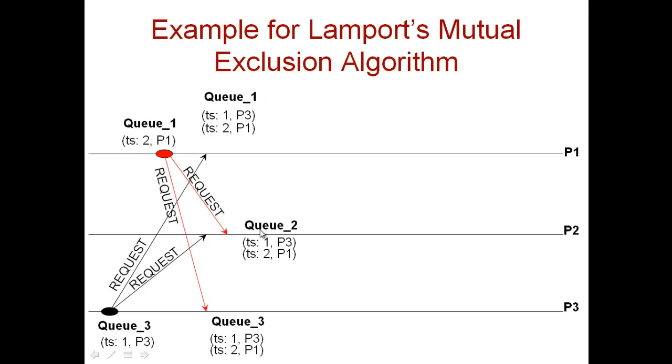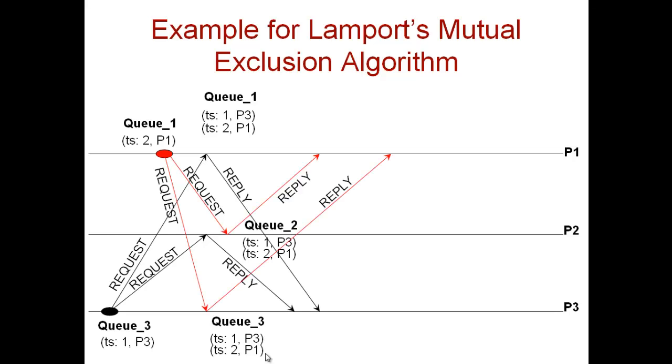And likewise, when process P2 gets both the requests, it puts them in the increasing order of timestamps. So P3's request is ahead of the other process's request in the queue. And P3 gets the request message of P1. Of course, since P3's request has a lower timestamp than P1's request, P3 puts its own request ahead of P1's request in its queue. So as you can see, P3's request is in the front of the queue at all the processes.